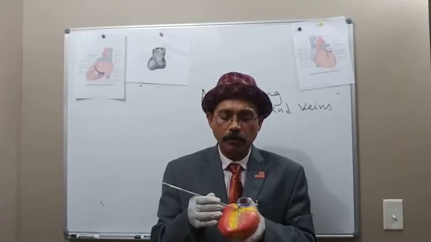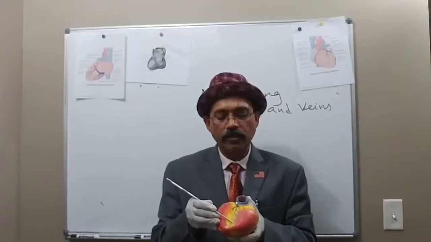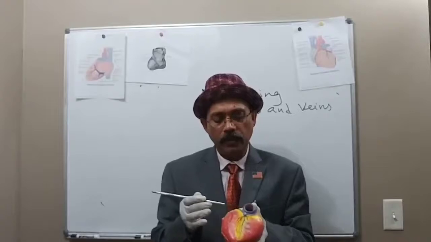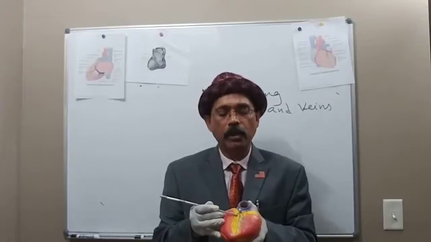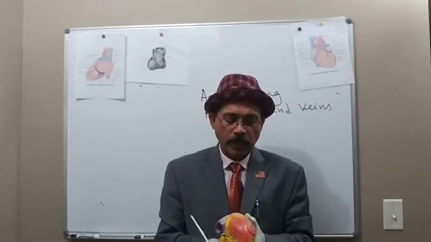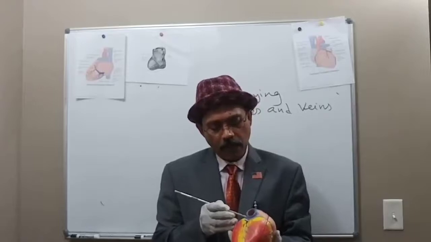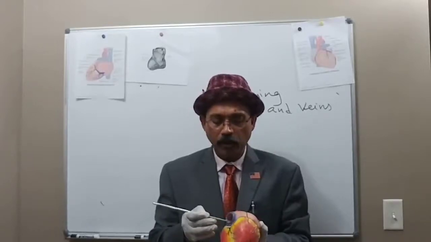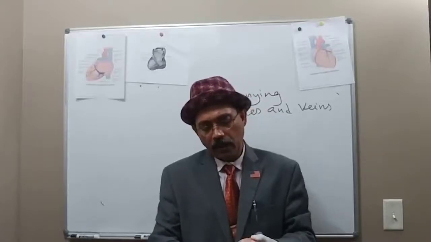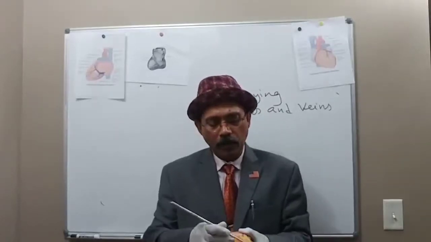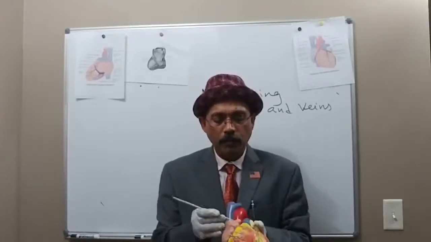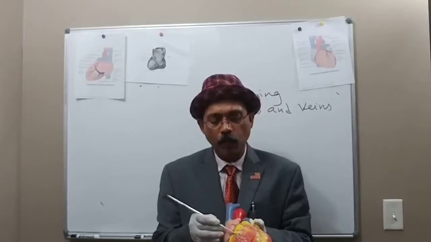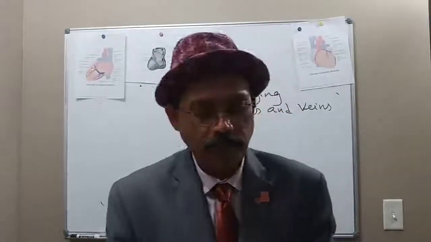In the posterior interventricular groove we have the middle cardiac vein, a tributary of the coronary sinus, and one artery, the posterior interventricular artery, a branch of the right coronary artery. The small cardiac vein may come out from this part, and the right marginal vein may open directly into the right atrium, or continue as the small cardiac vein. We have multiple anterior cardiac veins, which open directly into the right atrium. Okay, we got the veins.